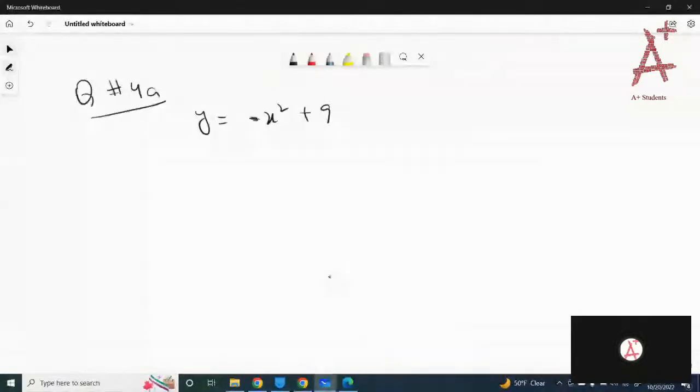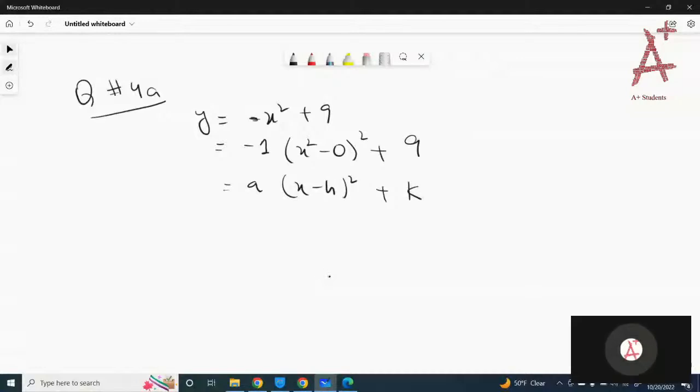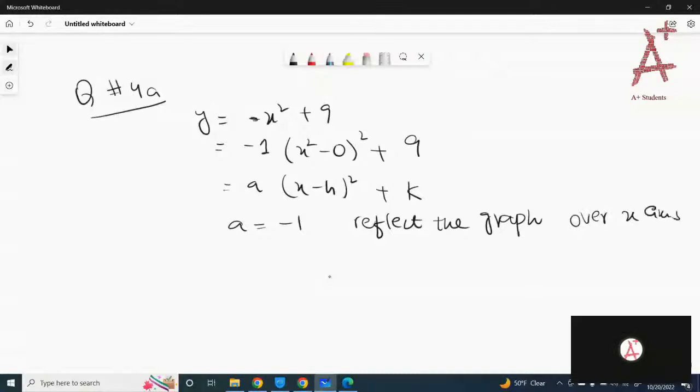So here a is negative. If we write the equation in the form, it is negative 1 times x minus 0 whole square plus 9. So basically you can compare with a times x minus h whole square plus k. So a is negative 1. Negative 1 means the graph is reflected over the x-axis. Got it? So reflect the graph over the x-axis. That is the first transformation.